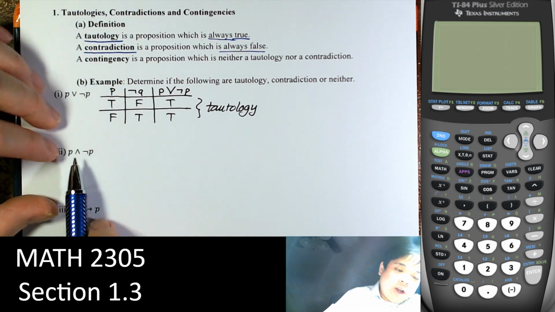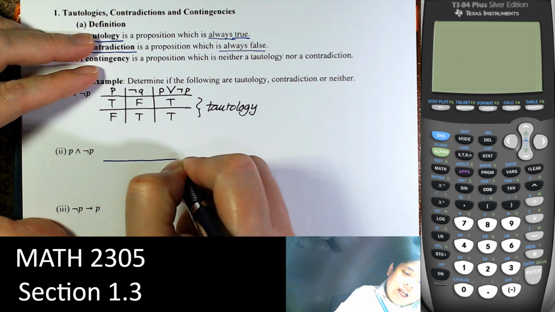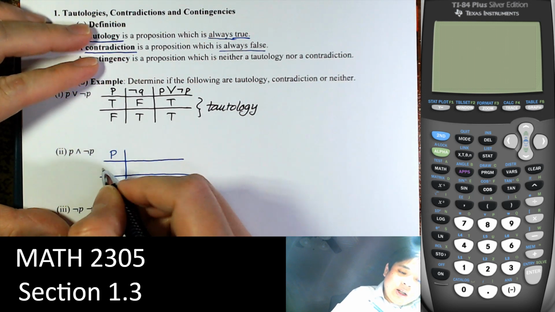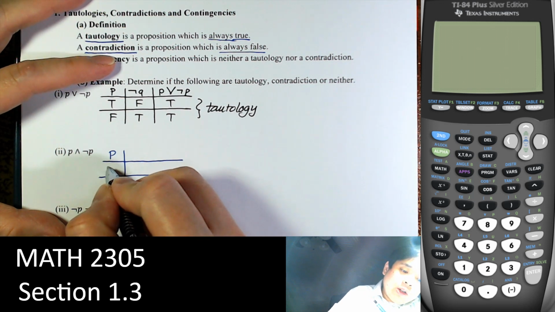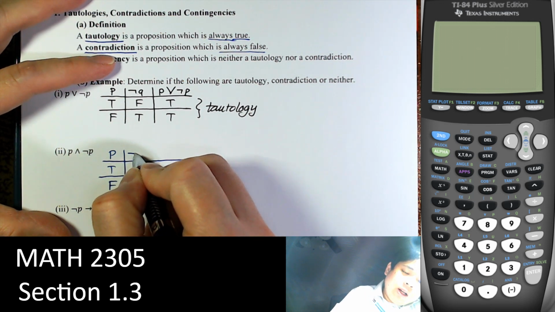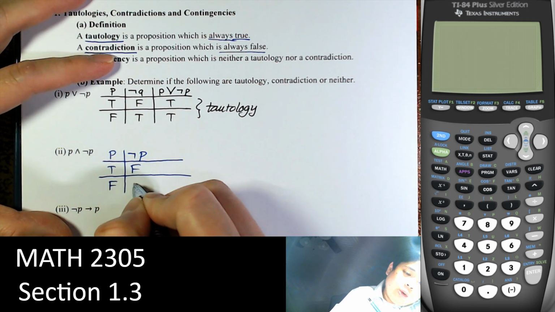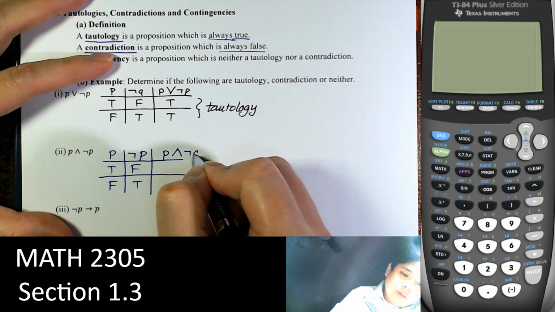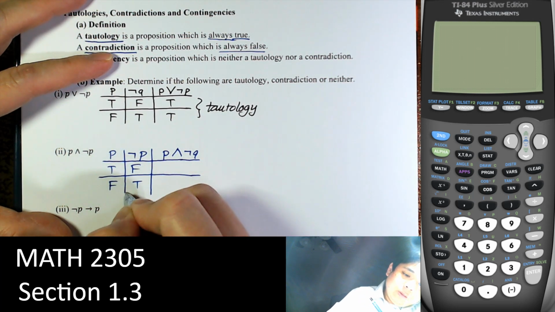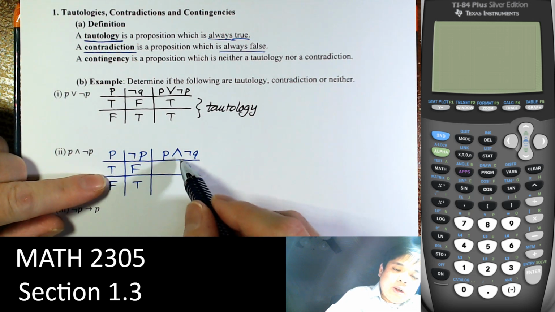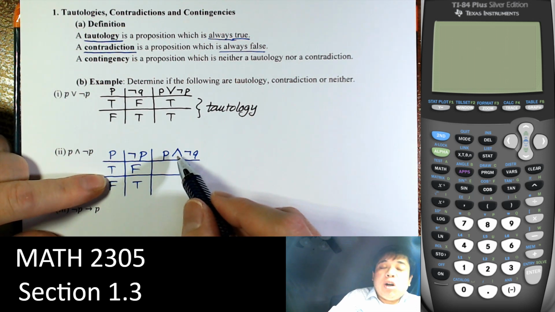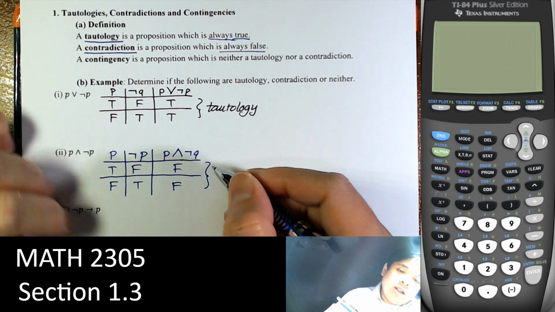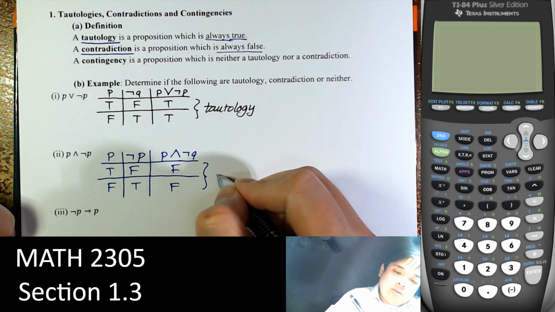The next one we have is P and not P. Only one proposition, true or false. Now negate that: false, true. So this is AND. It is true when both of them are true, so in this case it is false. So what we have here is a contradiction.